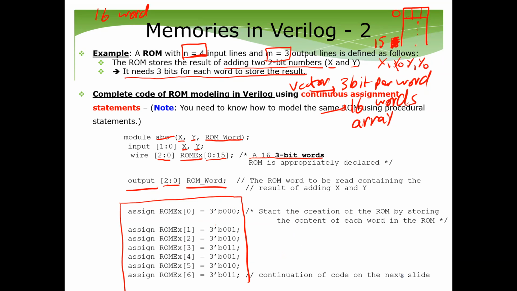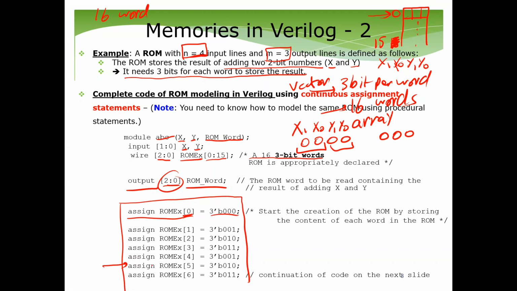So you have 16 combinations and you have to fill each one of them. So you can use an assign statement. You say assign rom example of 0. This will point to this element. Each element is 3 bits, so we will assign this as 000. Why 000? Because rom example of 0 is address 0000, and these are the values of x and y, which are coming from the input. So what you're doing here is adding 0 to 0, and your 3-bit result is 000.